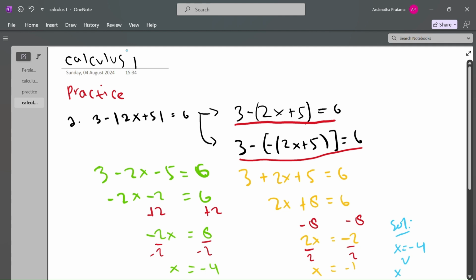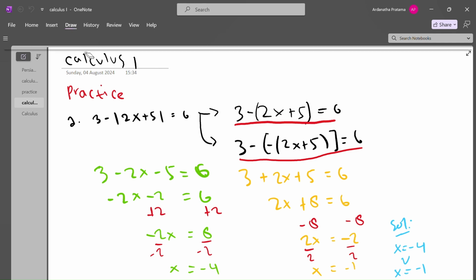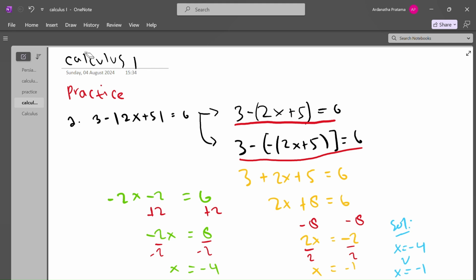Okay, this is not the real solution because we have to check the x values against this equation, because I have a feeling that this equation doesn't have any solution. So this is the most necessary thing to do. We have to substitute each value of x into the equation. So let me erase this first. I will write it here. I will substitute x equals minus 4 into the equation.